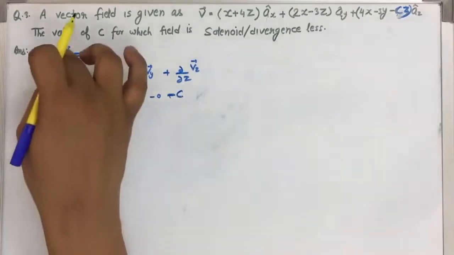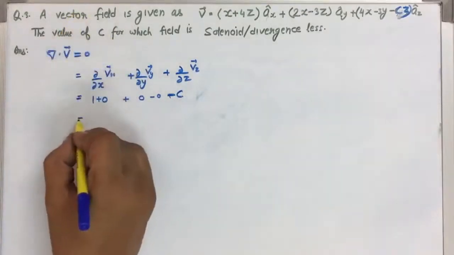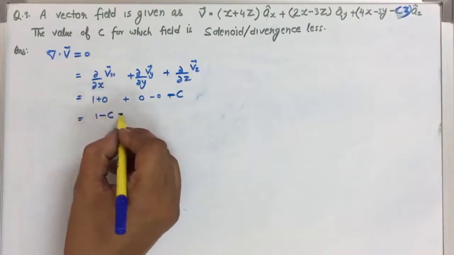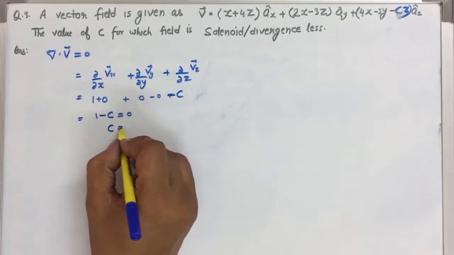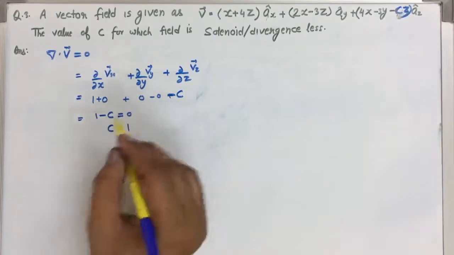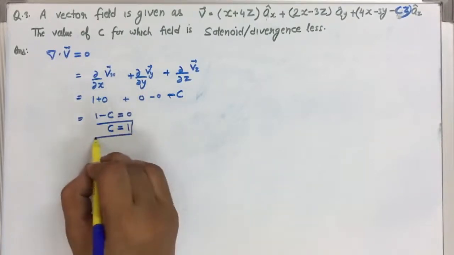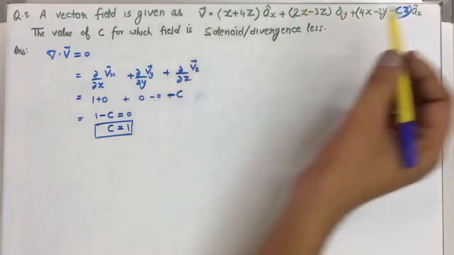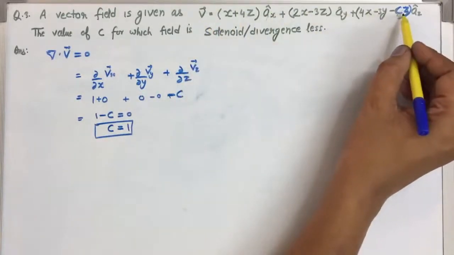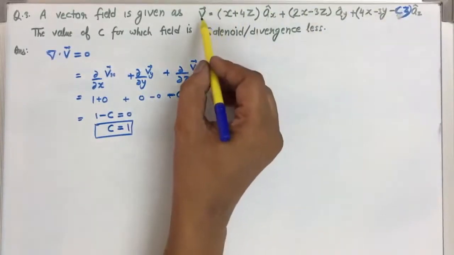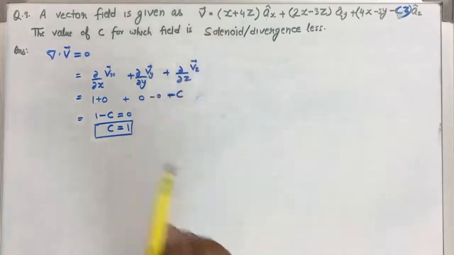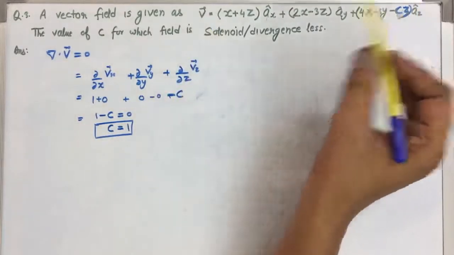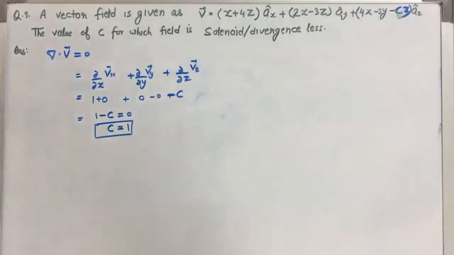Now according to the observation, it should give you 1 minus c should be equal to 0, which implies that c is equal to 1. So this is your final answer. To make this vector field divergence-less, or you can say to make this vector field solenoidal, the value of c should be equal to 1.